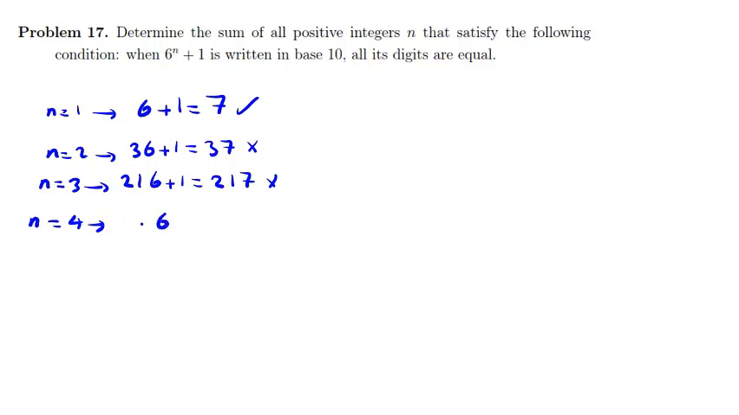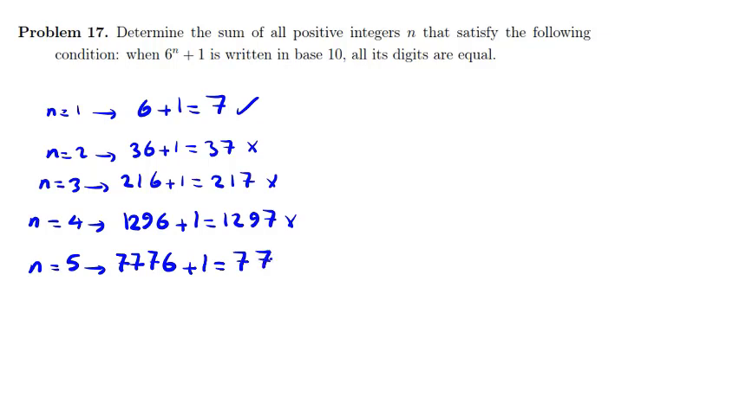6 to the 4 is 1296, plus 1, 1297 is bad. If you consider also n=5, 6 to the 5 is 7776, plus 1, which is 7777, okay. We want to prove that only these two are answers, n=1 and n=5.